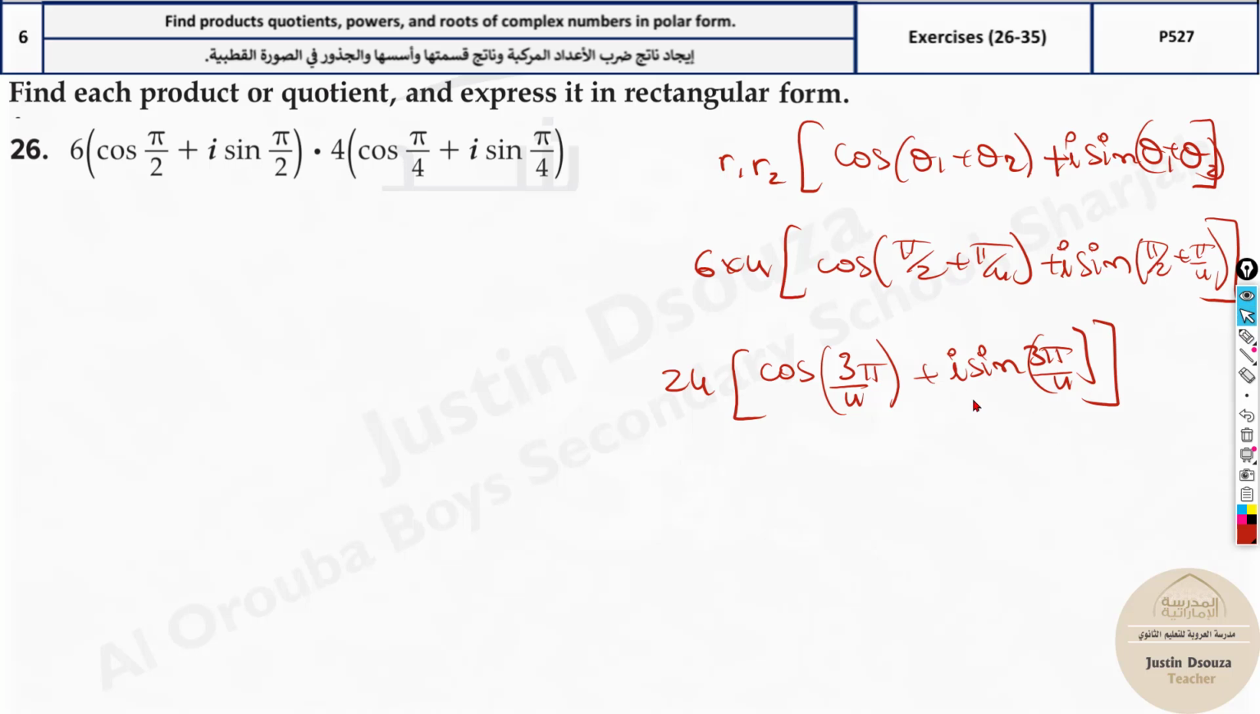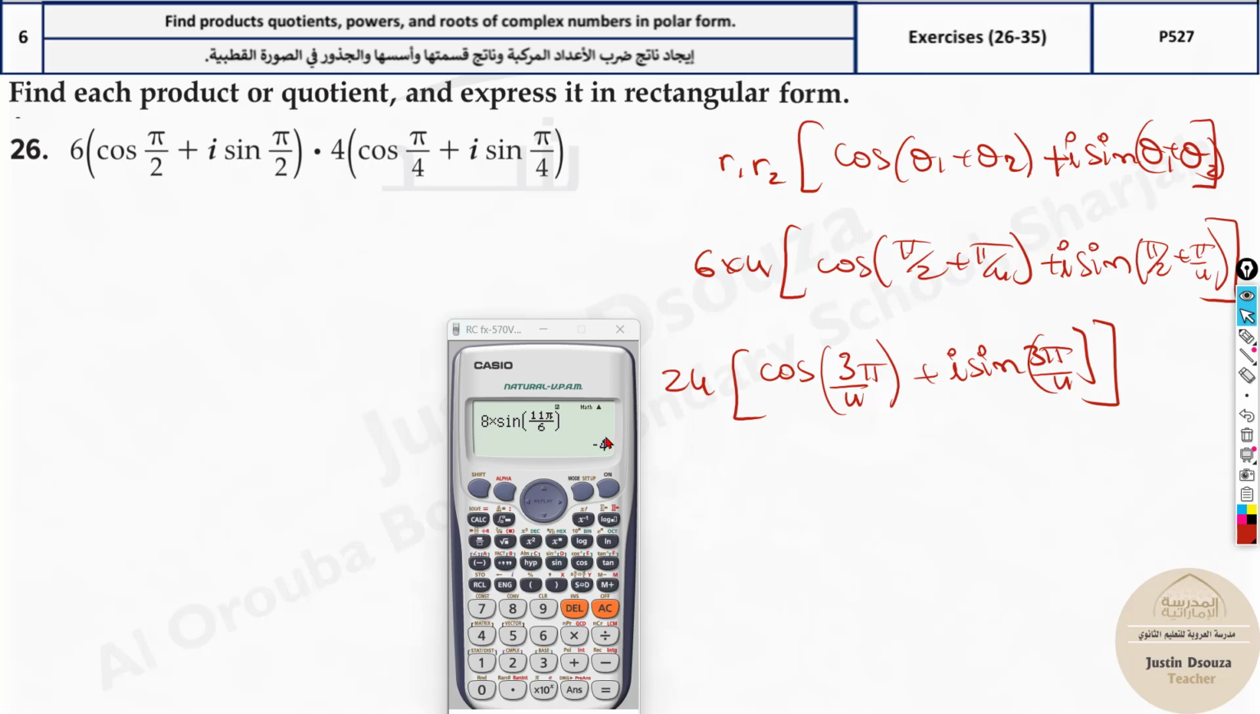This is the polar form, but we need the rectangular form, right? So your answer will not be in this form, it will be in rectangular form. So we need to have calculators with us. Now what you need to do is type this out. 24 times, what is this? Cos 3 pi by 4. So 3 by 4 pi is the same thing as 3 pi by 4. So what is this answer? It's negative 12 root 2.